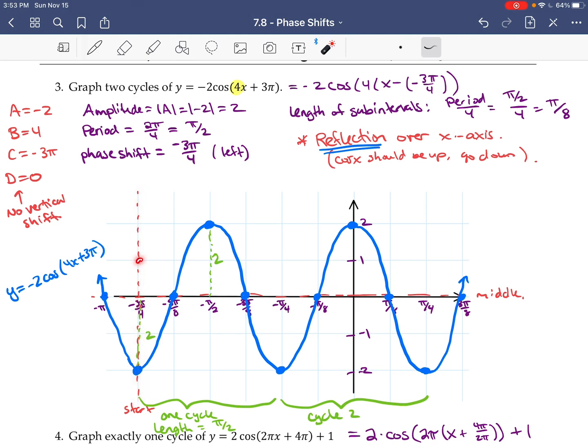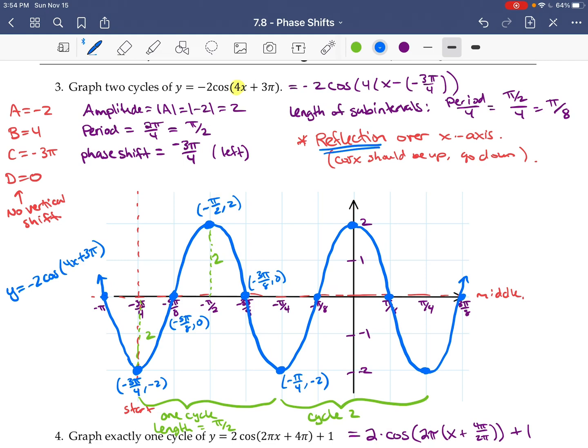So then I want to think, okay, cosine's normally at 1 there. Because of the reflection, it should be at negative 1. Because the amplitude's 2, it's actually at negative 2. Okay, so we could plot some points if you want. So this is negative 3 pi over 4 and negative 2. Here is negative pi by 2 and positive 2. Okay, here is going to be negative 5 pi by 8 and 0. This is negative 3 pi by 8 and 0. Here is negative pi by 4 and negative 2, etc. So we've labeled now 5 special points.